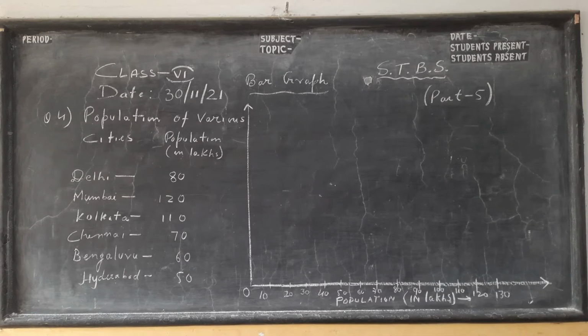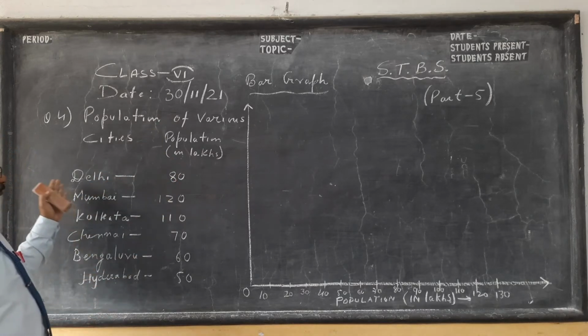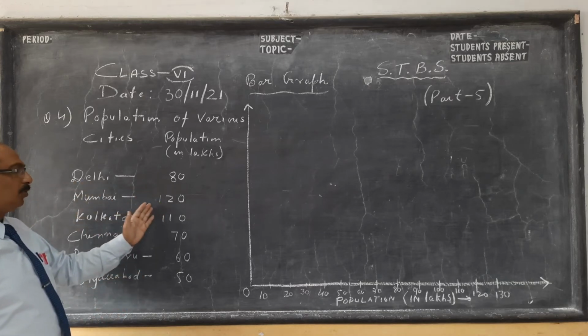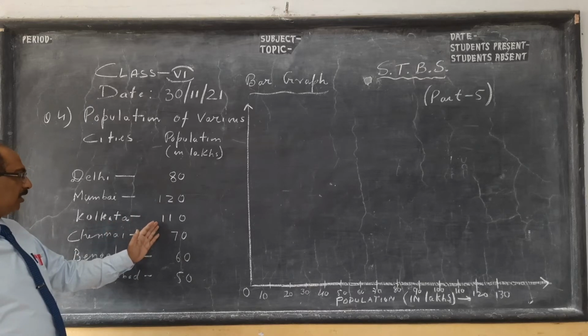So in the second question for today, we are going to see the horizontal bar graph. In this question, children, the populations of various cities are given in lakhs. So we have Delhi's population as 80 lakh, Mumbai's population is 120 lakh, Kolkata is 110.